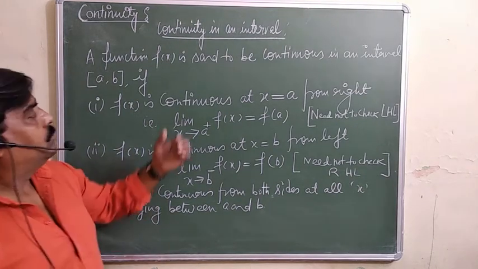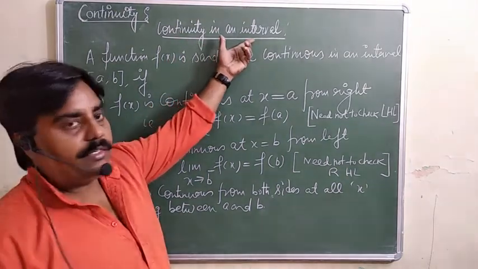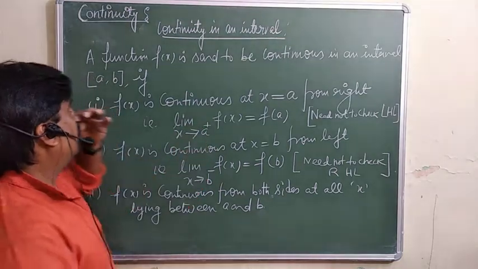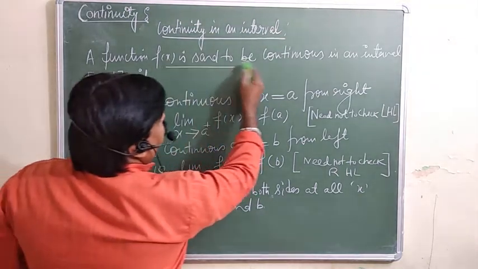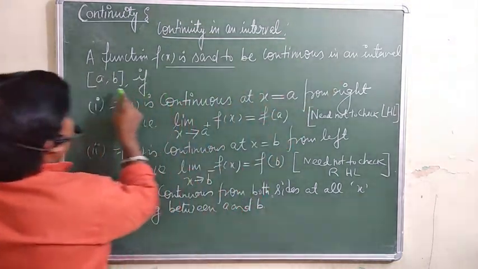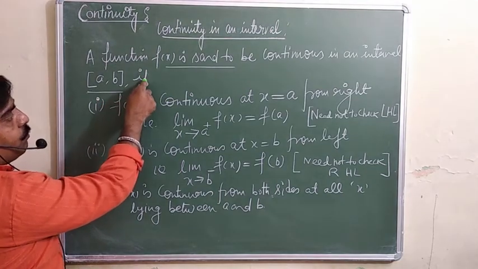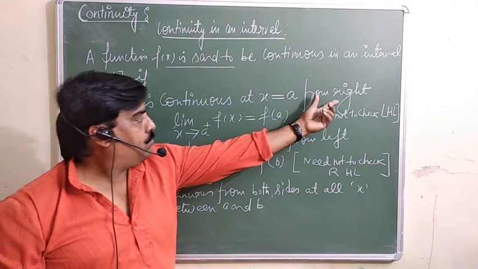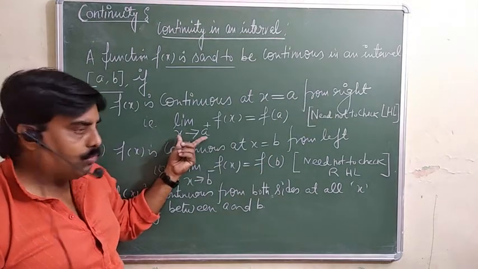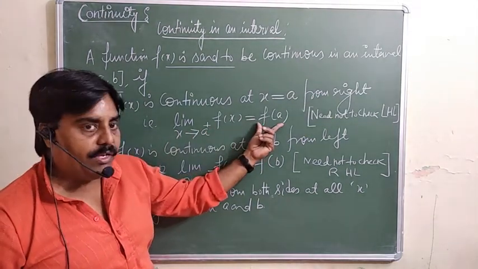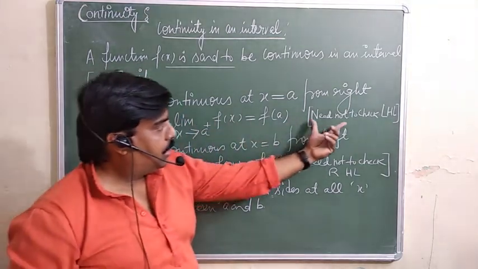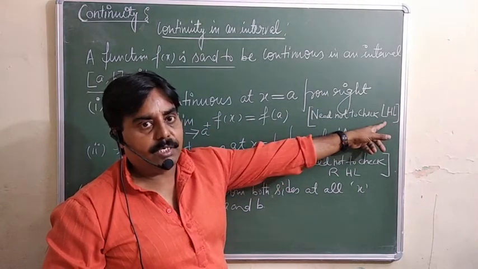Now, the continuity in an interval. You want to check the continuity of the function in a closed interval. A function f(x) is said to be continuous in an interval [a, b] if f(x) is continuous at x equal to a from the right, meaning limit x tends to a plus f(x) is equal to f(a), then the function will be continuous in this closed interval. No need to check the left hand limit here.